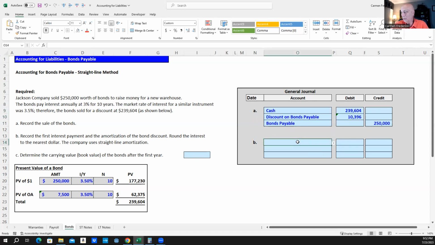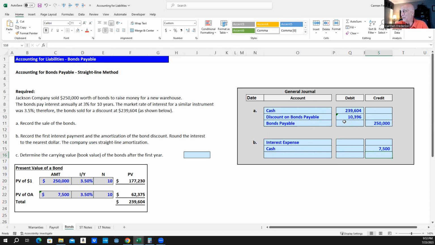So what happens? Well, the interest expense is going to be debited, but we'll save that for last. Let's find interest expense. But cash is going out the door. How much cash is leaving the building? Well, it's $7,500 that we're paying. These bonds pay $7,500. And the discount on bonds payable has to be amortized over the life of the bond.